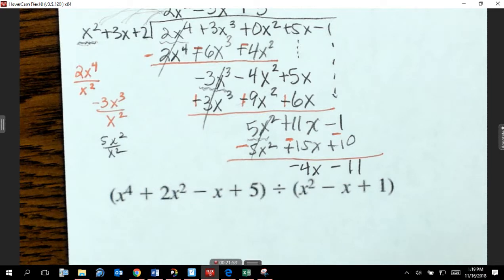It would be bring it on down, but there's nothing to bring down. So that's how you know you're done. There's nothing else to bring down. So now we're going to write our quotient, which is the answer to the division problem.